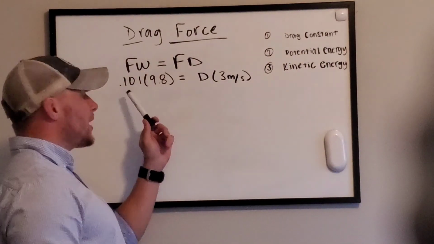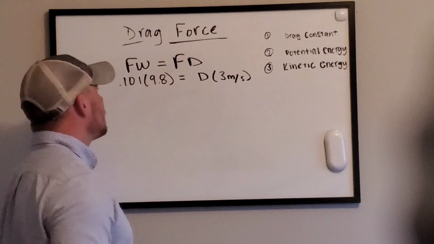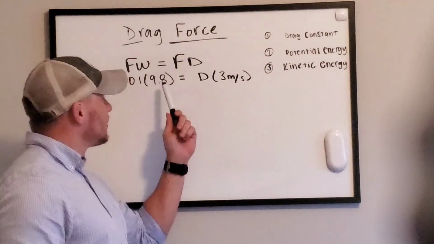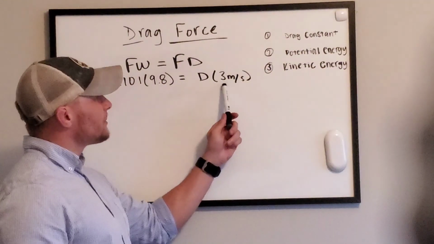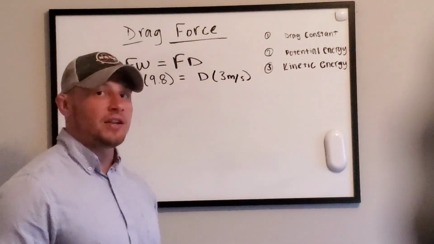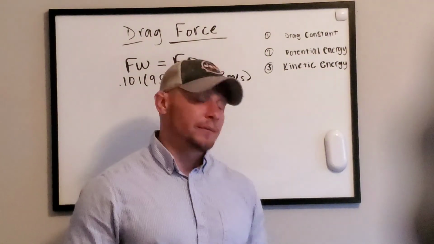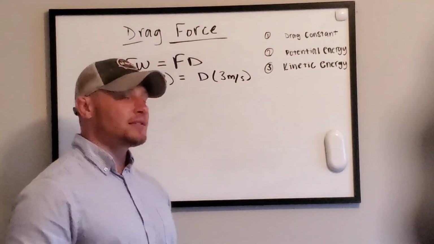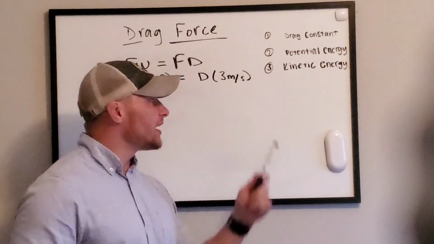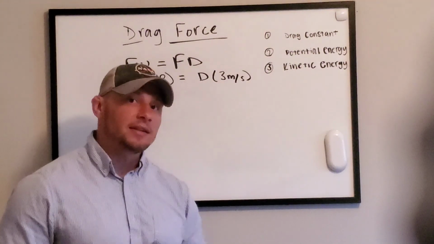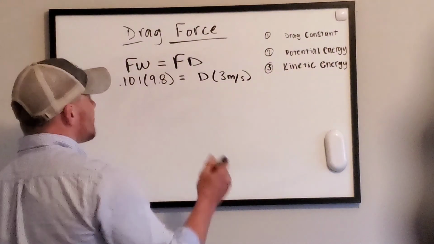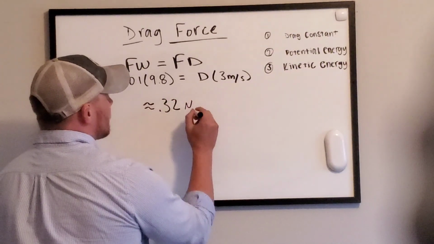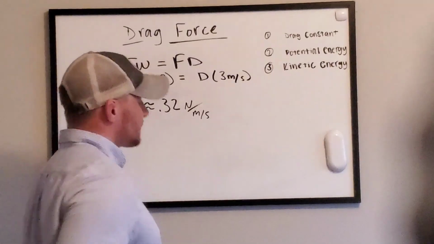Now we know that we weighed the coffee filters before the experiment and it was 0.101 kilograms. We multiply that by the gravitational constant, and this number here, 3 meters per second, was the terminal velocity from the experiment. It took the coffee filters about 2 seconds to reach 3 meters per second, and then at that point, they were no longer gaining any more velocity. So if we multiply this out, we get about 0.32 Newton meter seconds.